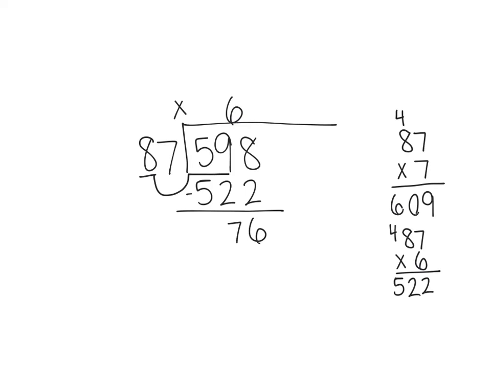And as long as that number there is less than the number you're dividing by, that can be your remainder. So I know that 76 is less than 87, so I just have a really big remainder. And my answer is just 6 remainder 76.